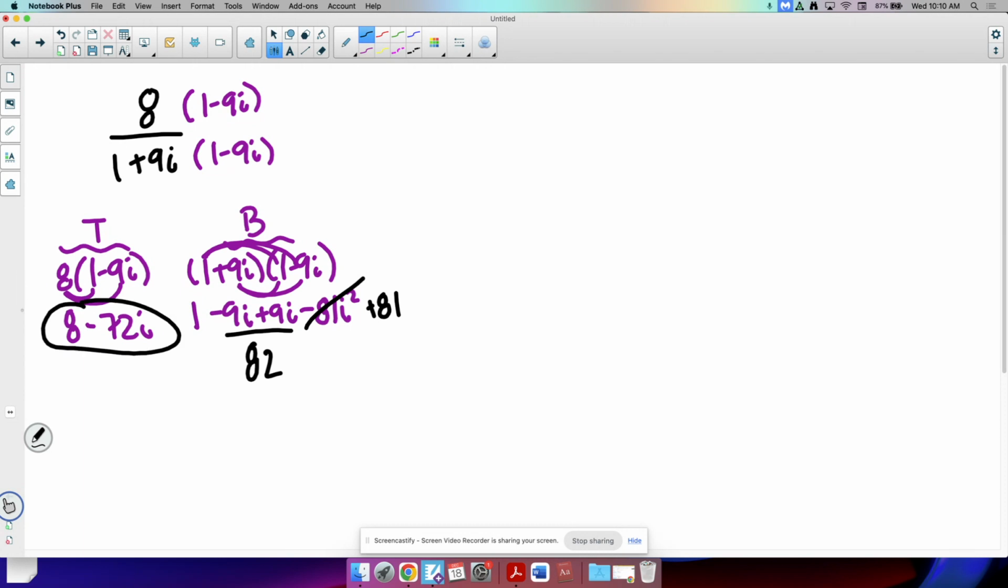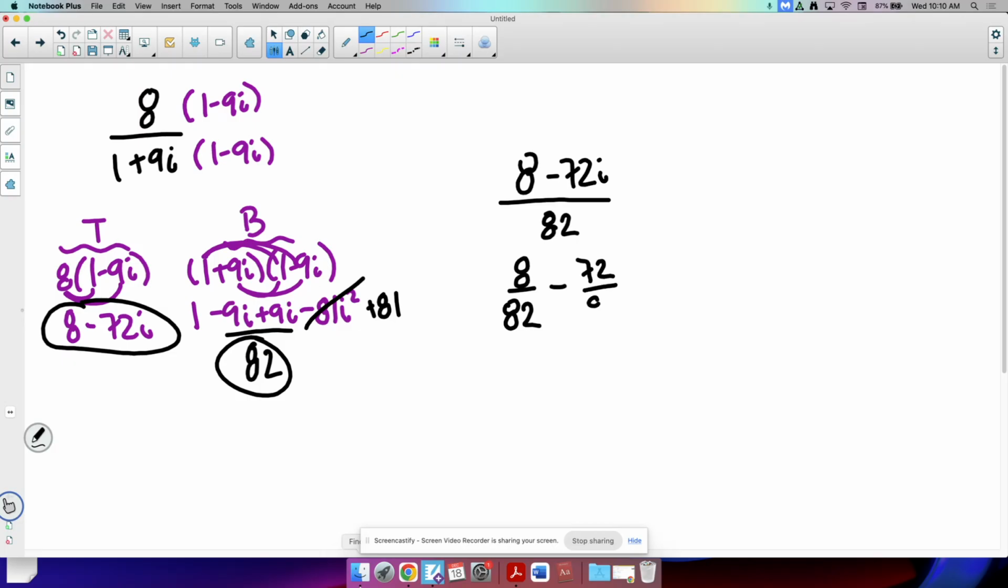So after you multiply by the conjugate, we take our new top over our new bottom, and technically we're done dividing here. But in terms of complex numbers, we always want to split it into two fractions because we want to show the real portion and the imaginary portion. They are going to have the same denominator, so it's 8 over 82. Since this is a minus sign, this is a minus sign, 72 over 82. The reason you split it is this is now something that you can reduce.